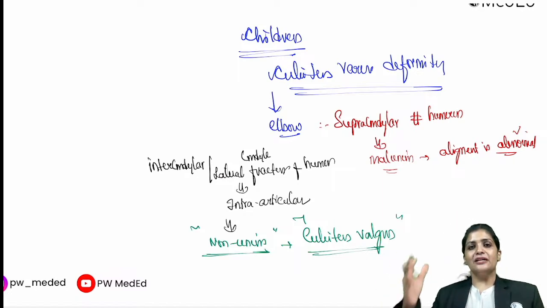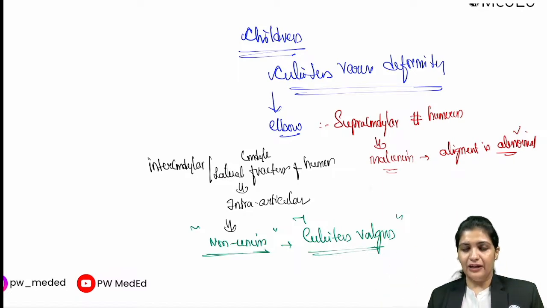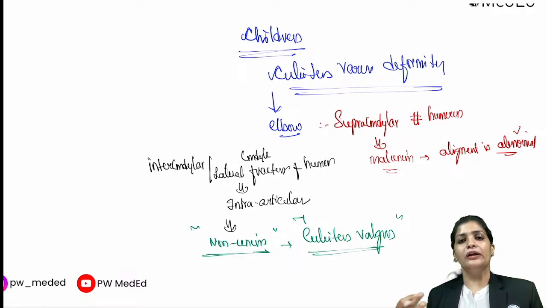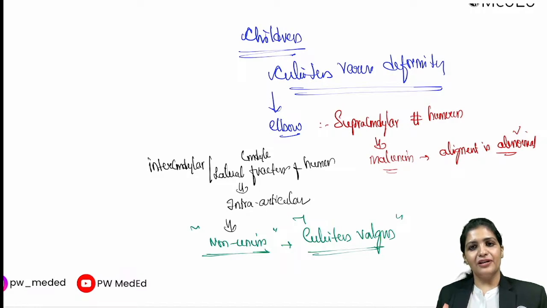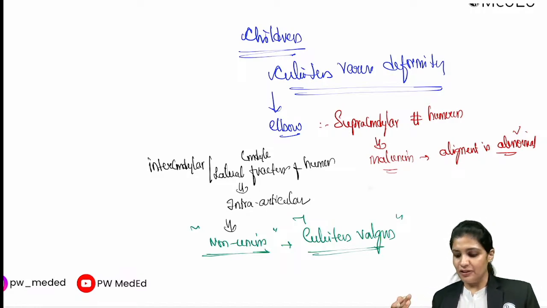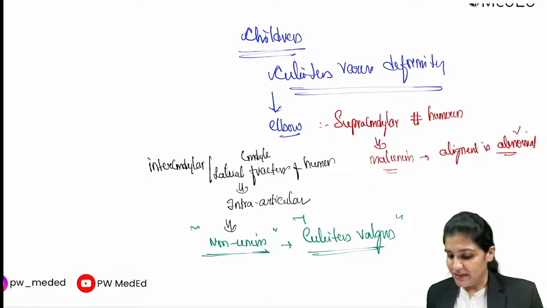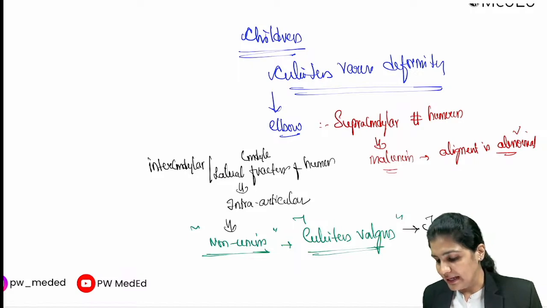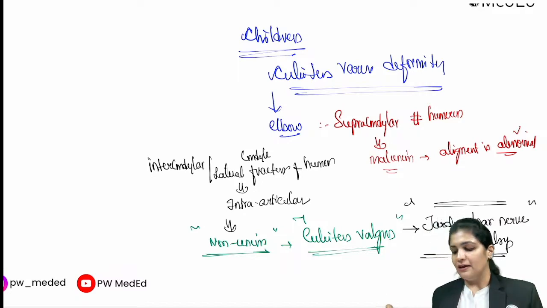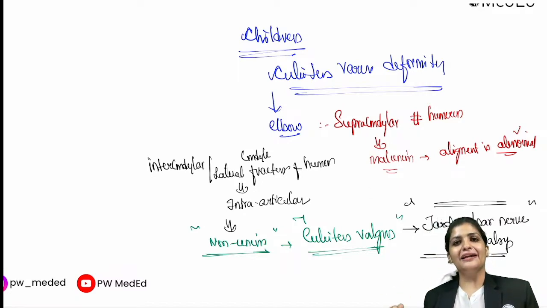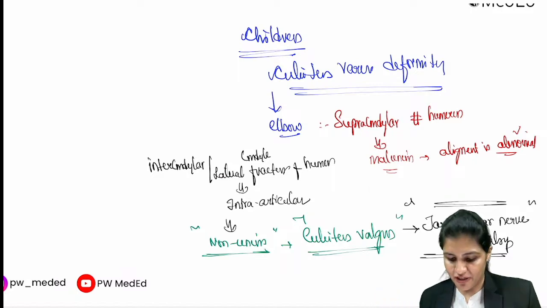And in case of intercondylar fracture of the humerus, it is an intra-articular fracture, hence it is prone for non-union usually. So in lateral condylar fractures, you see non-union, and this will result in cubitus valgus, and this cubitus valgus will result in an important complication, that is your tardy ulnar nerve palsy. So this is the complication which we expect in a patient with a lateral condylar fracture humerus.